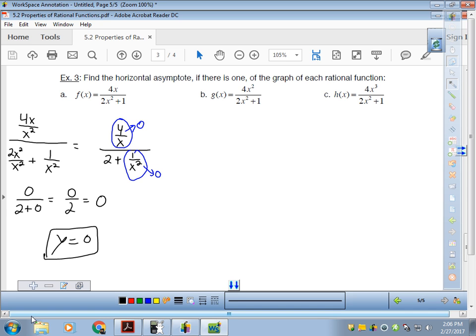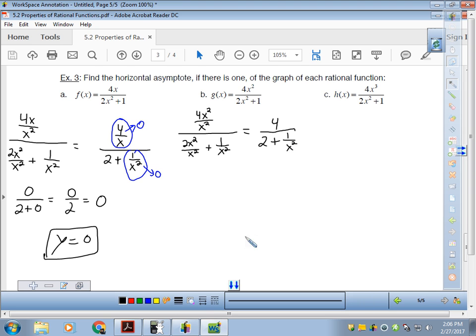Alright, B, we have g of x equals 4x squared over 2x squared plus 1. The highest power I see is x squared, so I'm going to divide everything by x squared. So 4x squared over x squared over 2x squared over x squared plus 1 over x squared. Simplify it. On top, the x squareds cancel out, and I just have 4 left over. On bottom, for this first term, the x squareds cancel out, and I just have a 2. Plus, in the second term, nothing cancels out, so I just have 1 over x squared.